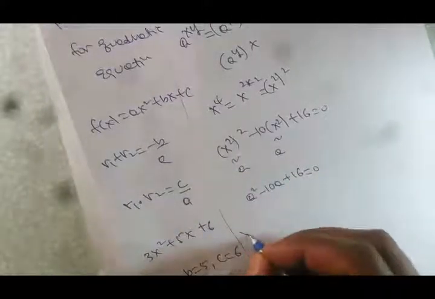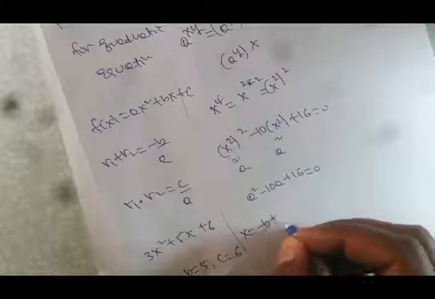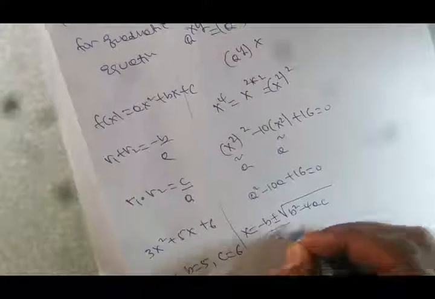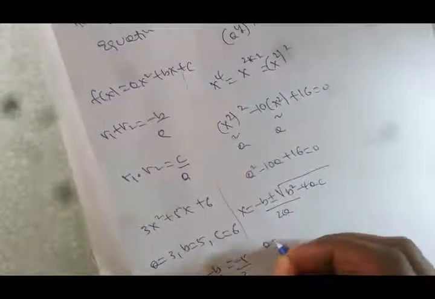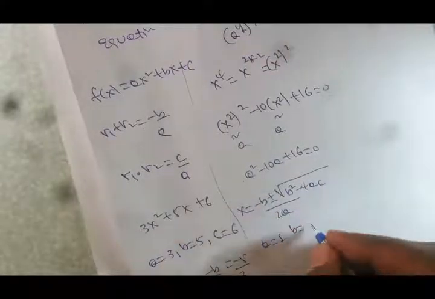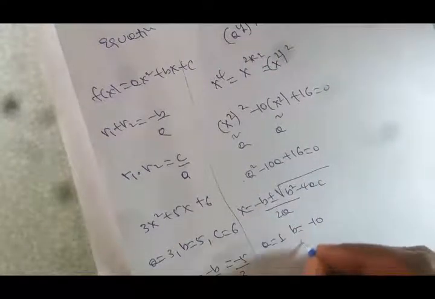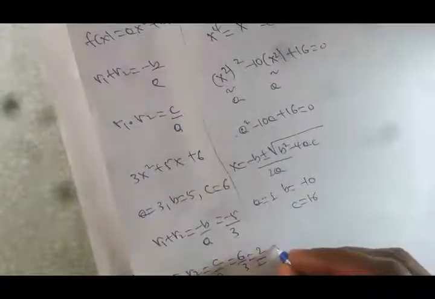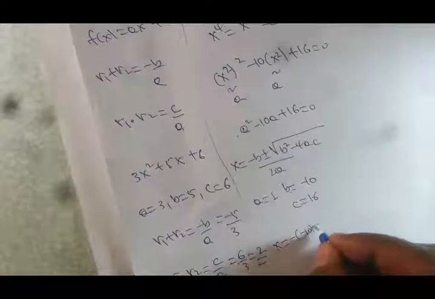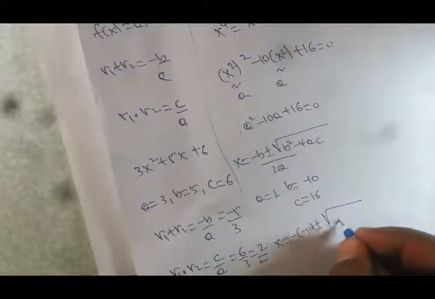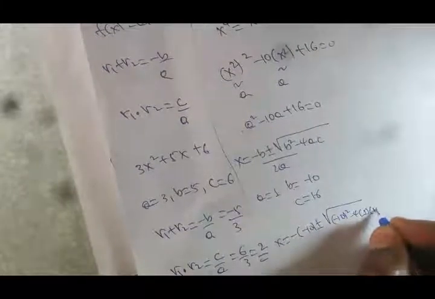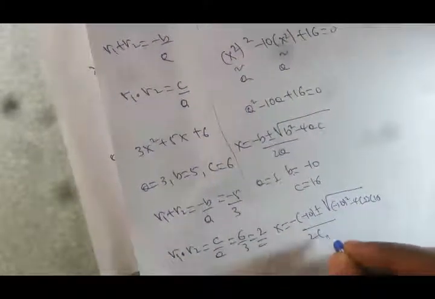And we know the quadratic formula: x is equals to minus b plus or minus square root of b square minus 4ac over 2a. The value of a is 1, the coefficient of a square is 1. The value of b is the coefficient of a, minus 10. And the value of c is 16. Therefore x is equals to minus of the value of b, minus 10, plus or minus square root of minus 10 the whole square minus 4 times the value of a, which is 1, times the value of c, which is 16, over 2 times the value of a, which is 1.